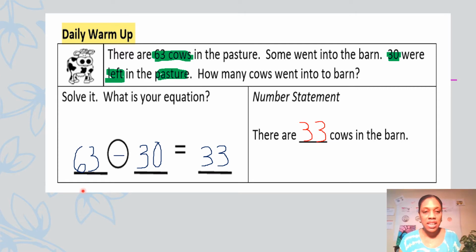Okay, so we know 63. There were 63 cows in the pasture. We know that 30 left the pasture, or were left in the pasture. We know that some of them went into the barn, but we want to know how many. So if we had 63 minus 30 that were still left grazing out in the fields and the pasture, then we would have 33 that went into the barn. If you said there are 33 cows in the barn, you are correct.